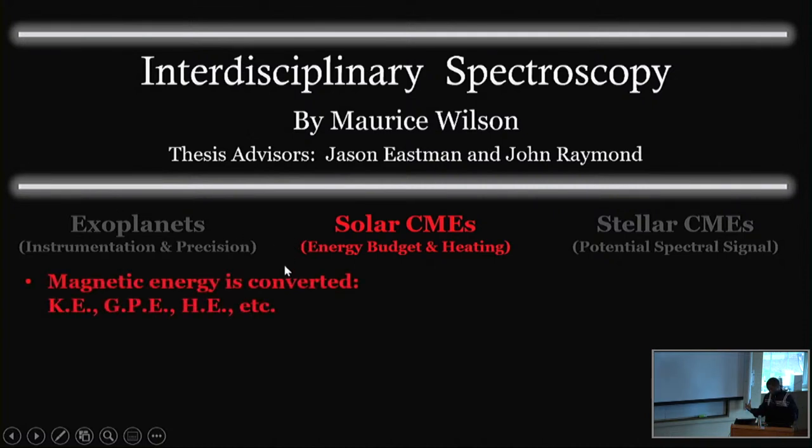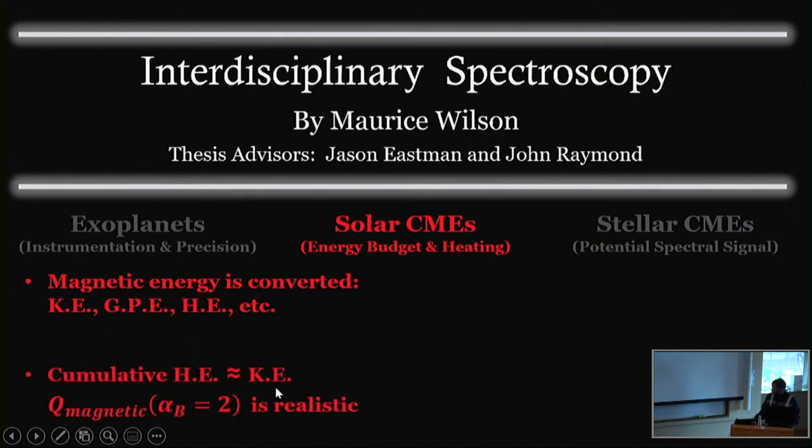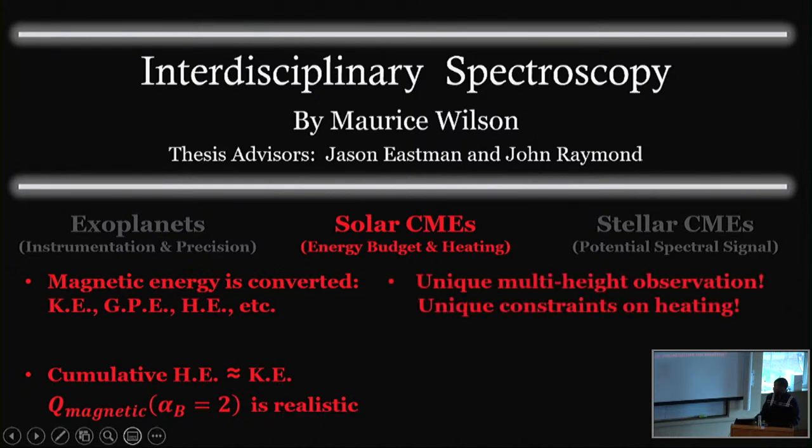So now, those are the most important conclusions of that study. And you all learned some spectroscopic techniques, intensity ratios, so on and so forth. So let's just recap. Magnetic energy is converted into other forms of energy. Cumulative heating energy is similar to the kinetic energy. And in particular, my rate of heating that's proportional to the magnetic flux rope expansion is actually, amongst the assumptions that I make, the most realistic assumption that I have. And we can talk more about that later, about how I was able to prove that.